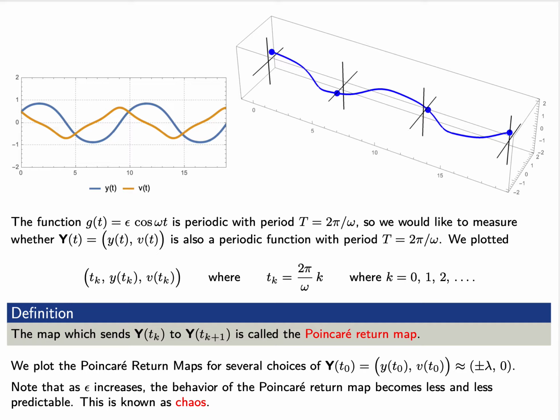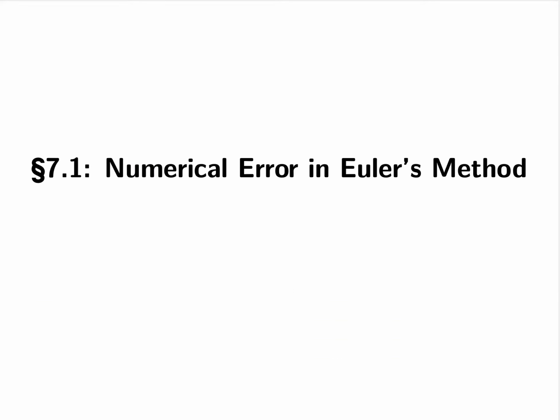We actually found by looking at various graphs that as the forcing amplitude epsilon increases, the behavior of this Poincare return map became less and less predictable. This is known as chaos. Today, we'd like to focus on the numerical error in Euler's method.